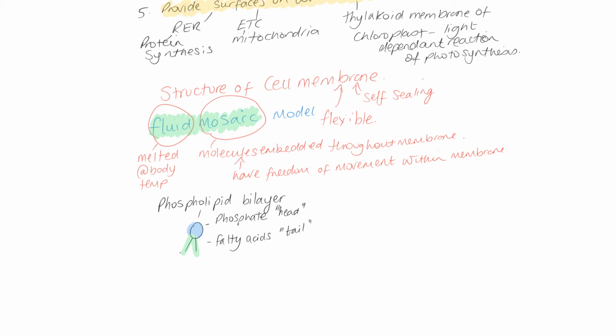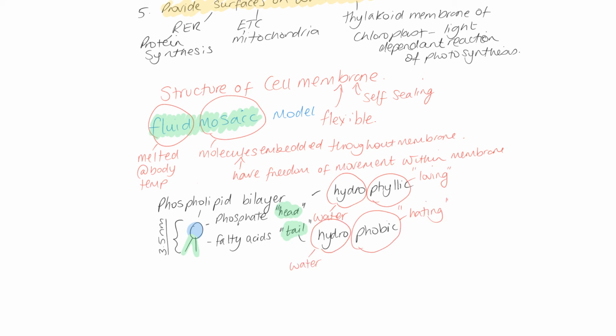Each one is about 3.5 nanometers long, so that tells us that the phospholipid bilayer is about 7 nanometers in diameter. The phosphate head is hydrophilic. Hydro meaning water and philic meaning loving. It is a water-loving molecule, and it will always face outwards because the cell membrane sits in an aqueous solution. The fatty acid tails are hydrophobic, water-hating. They will always face the inside of the membrane.